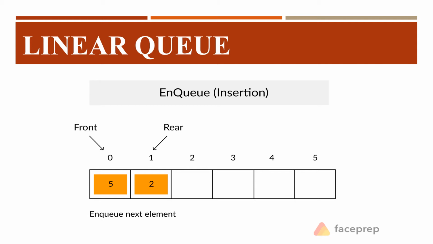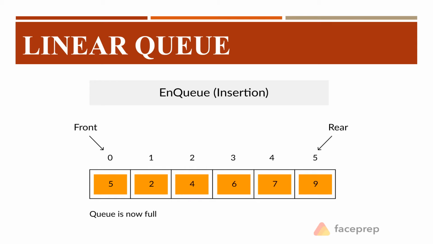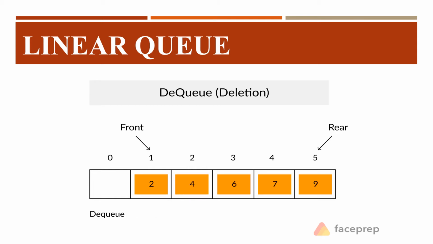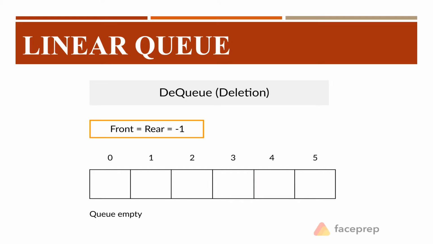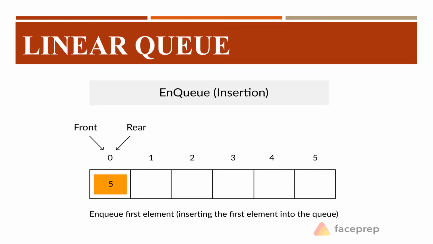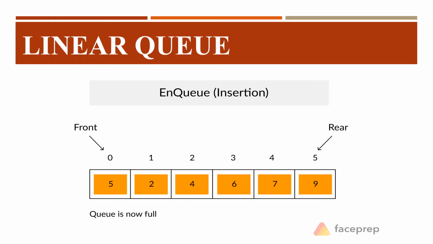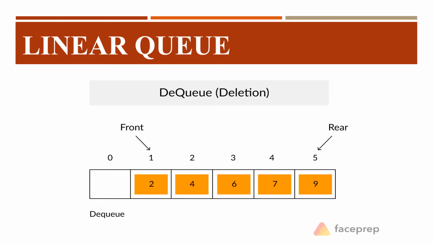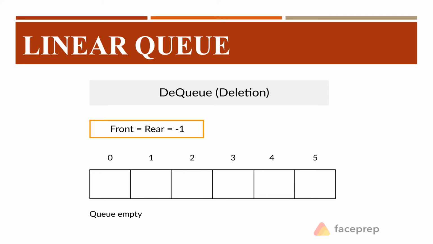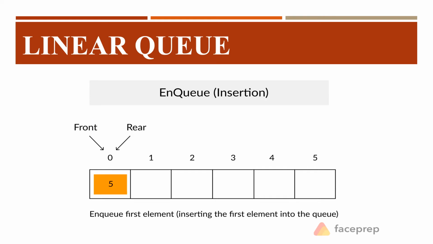In a linear queue, we can insert the elements until the queue becomes full. But once the queue becomes full, we can't insert the next element until all the elements are deleted from the queue. Even though we have empty positions in the queue, we can't make use of them to insert the new element. This is the major problem in a linear queue. To overcome this problem, we can use a circular queue.